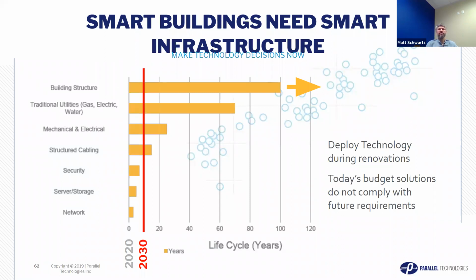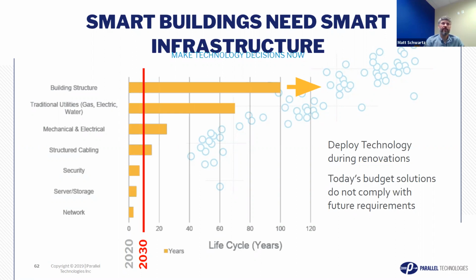Shifting gears just slightly here. If smart buildings need smart infrastructure, and the solutions that we deploy are going to operate for years to come, we need to start making some technology decisions now. The graph that I'm showing here is different components inside the building in the life cycle in years. So the building structure itself is the base of what we're talking about. That's a 100-plus-year-old structure in many cases. But the utilities, the mechanical, electric, all the structured cabling, all of those have a life cycle refresh that we should be taking a look at.